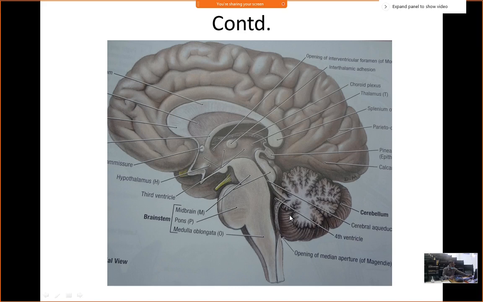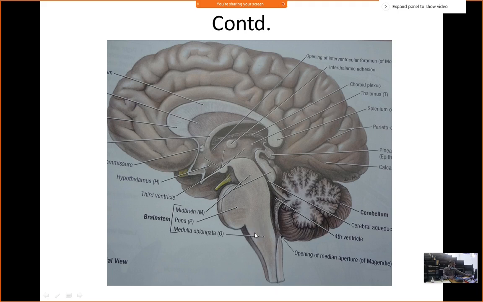So this is our cerebellum. This is the fourth ventricle. Here anteriorly there is the clivus. This is our medulla oblongata. Here you can see in the upper part of the medulla oblongata there is no canal, but in the lower part there is a canal. This canal continues inferiorly with the central canal of the spinal cord.